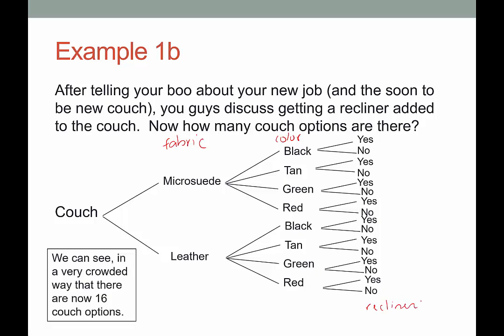So you can see the tree diagram is nice to display, and you just read it along the branches. So one couch option is micro suede in black with a recliner. Another one would be leather in tan without a recliner, and every possible option that we have. So it's nice. It can get crowded, so we do have to be careful about that.